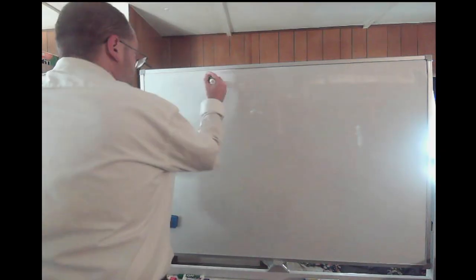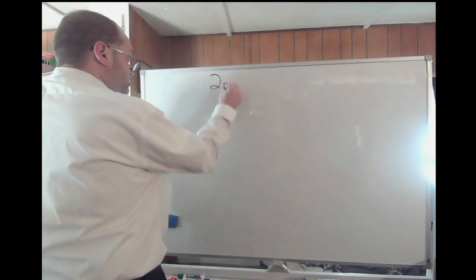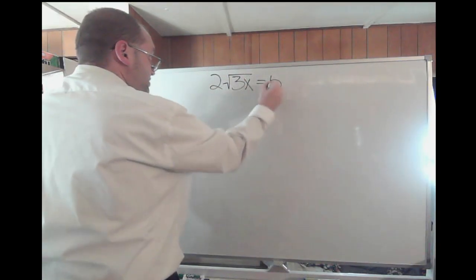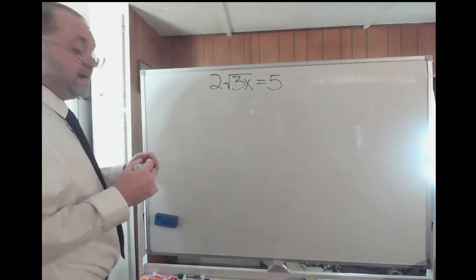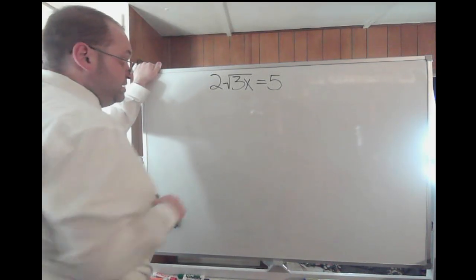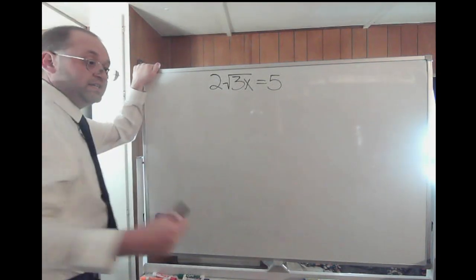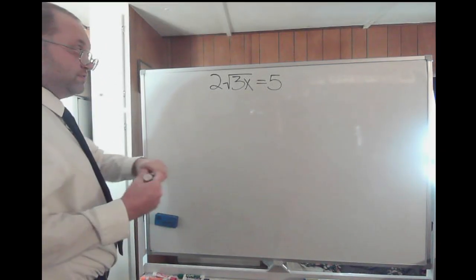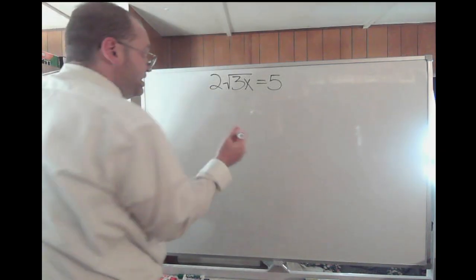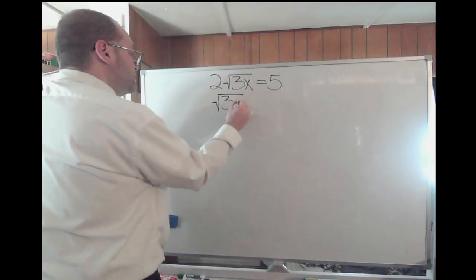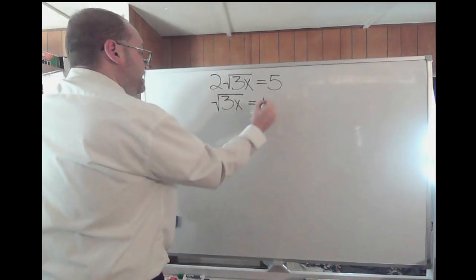Let's see. 2 times the square root of 3x equals 5. Well, I can tell you now the solution's not going to be very pretty, but we're going to do this one anyway. So 2 times the square root of 3x equals 5. Well, we want to get that square root of 3x by itself, right? So you got to divide both sides by 2. If you do that, you'll get the square root of 3x is equal to 5 halves.